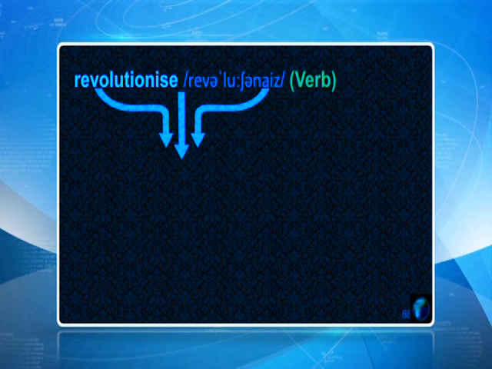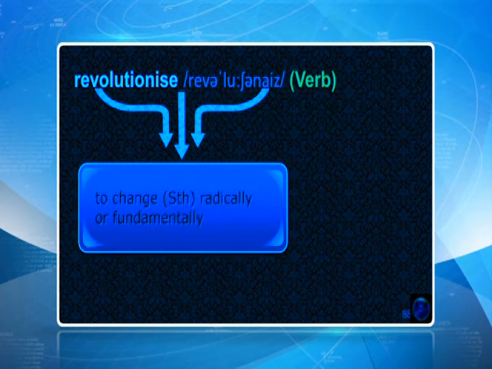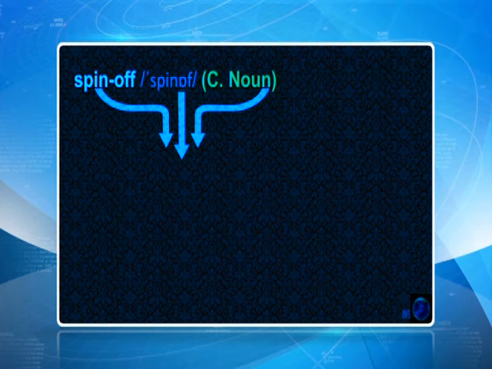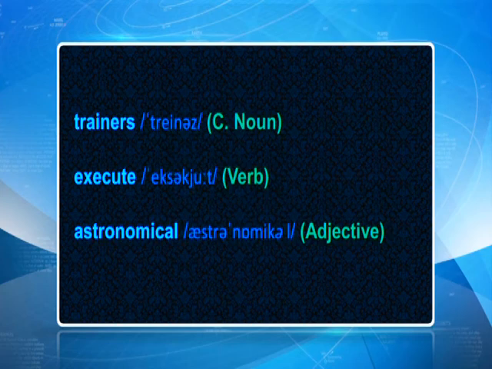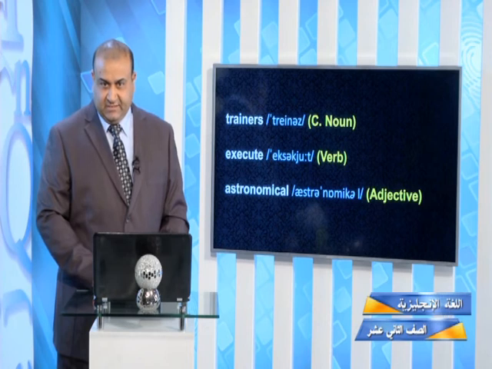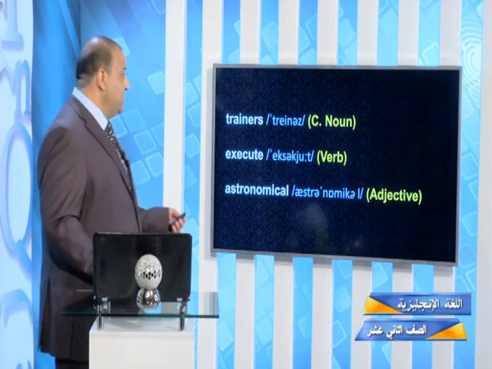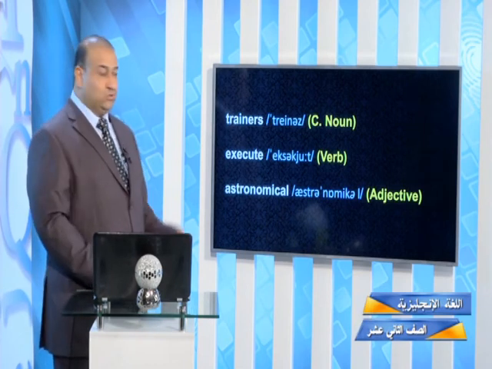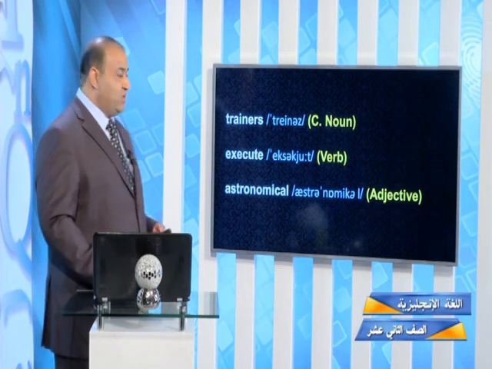Then we have the word revolutionize. It's a verb, which means to change something radically or fundamentally. The following word is spin-off, which is a countable noun. It means items used in space that improve our lives on Earth. Now, as you have noticed here, I haven't provided you with sentences, which is made intentionally. Why? Because it's your role now to make sentences using the following 3 words. I have chosen these words. The first one is a noun, the second is a verb, and the last one is an adjective.